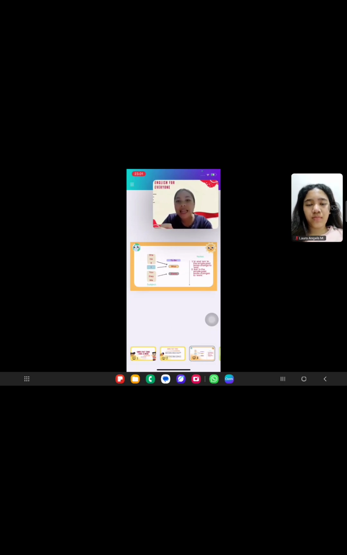Is and am in the simple present change to was. Jadi is and am di simple past tense diubah menjadi was. And are in the simple present changes to were, dan are di dalam simple past tense diubah menjadi were. So we see the next slide.